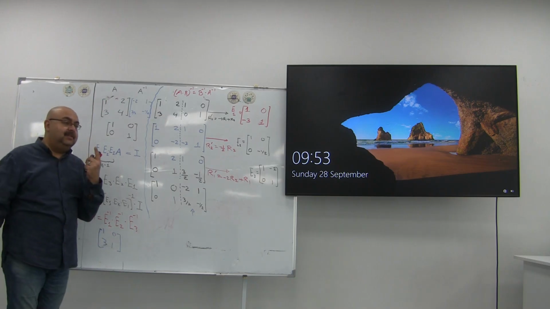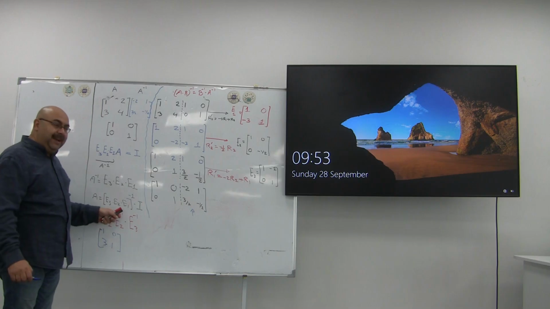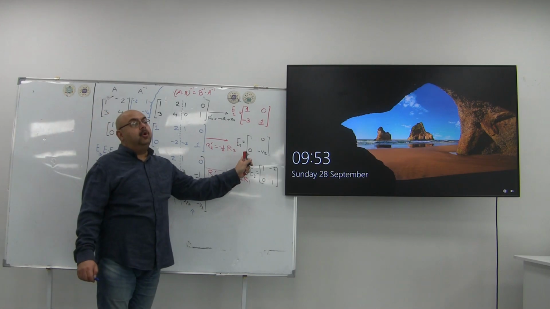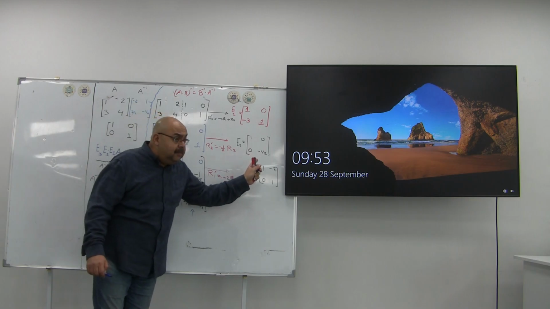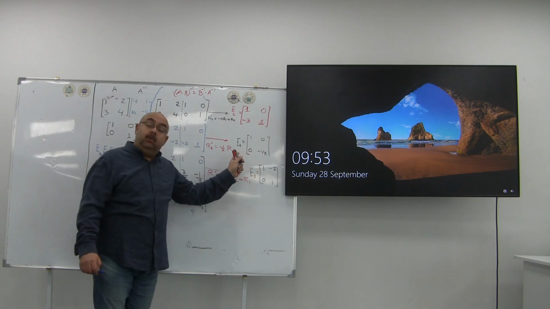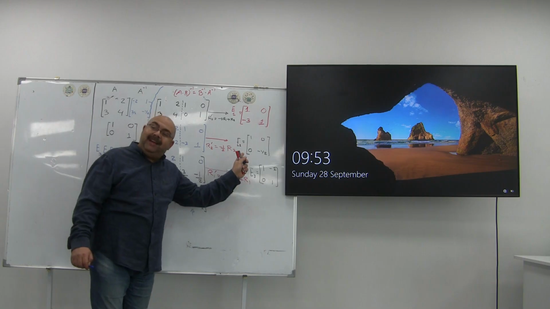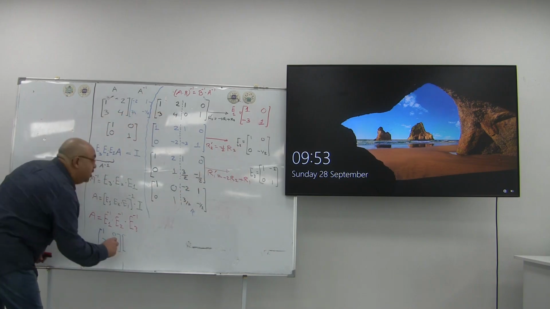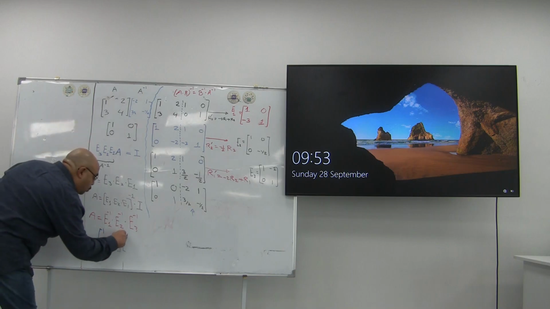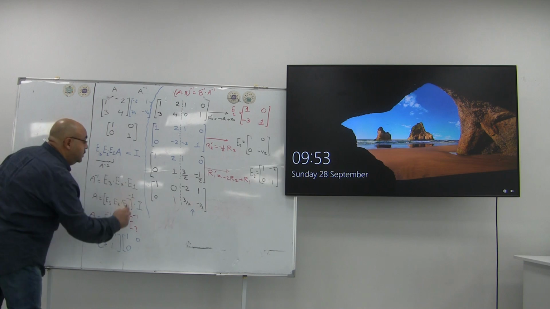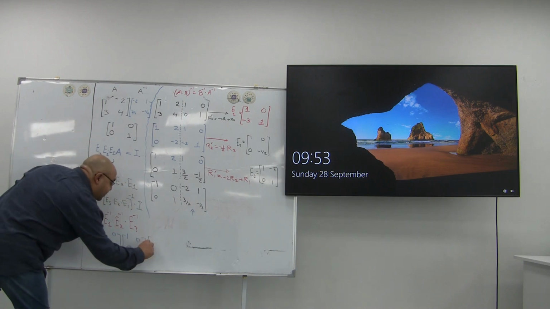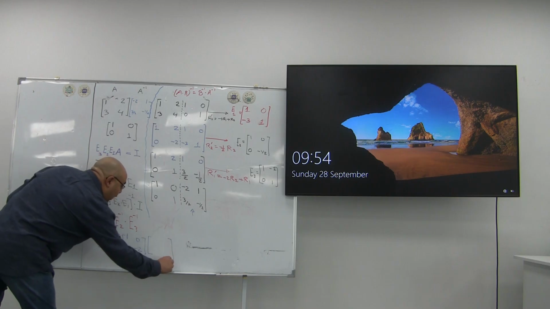E2 negative 1. E2 was doing what? Multiplying the second row by negative a half. How to reverse it? I will multiply the second row by negative 2. So that's the second matrix, which is simply 1 0 0 and negative 2. The third operation.